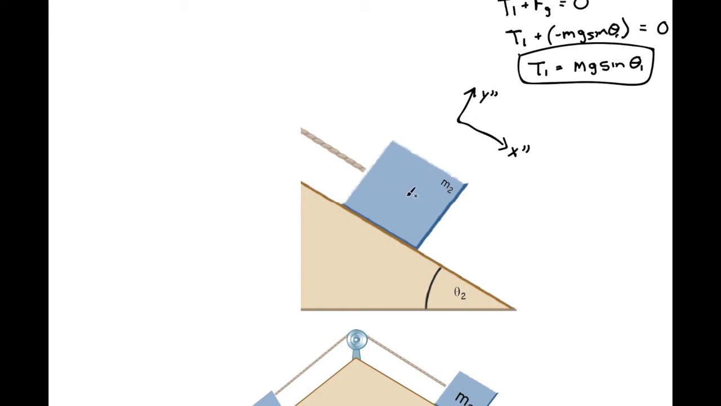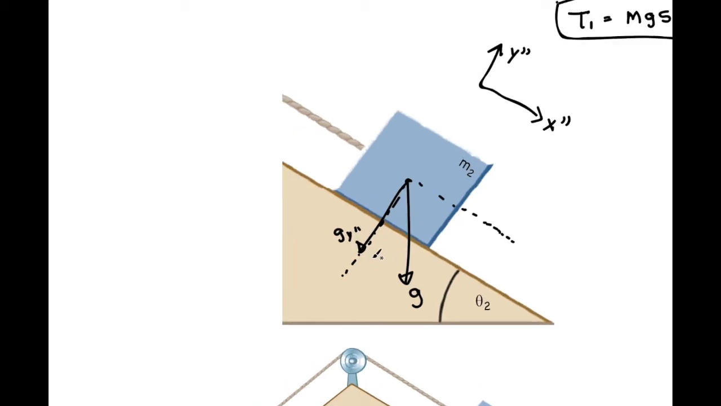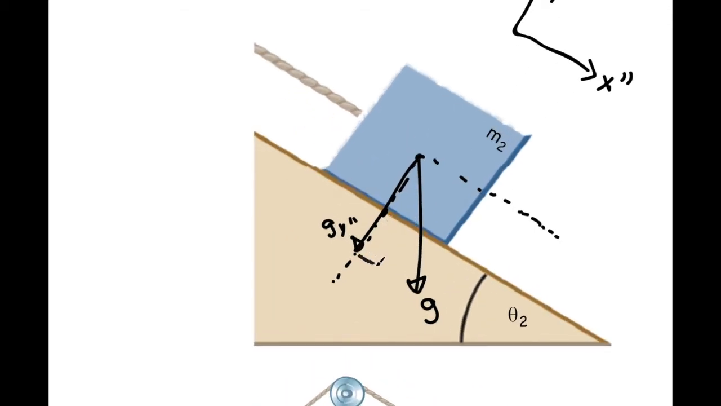for mass 2. Gravity again pulls straight down, but that's not the most useful coordinate system for us. So we're going to translate it into this x double prime and y double prime coordinate system. And this force of gravity has, again, a component along here. This will be g y double prime. And we add to it the component along the x double prime axis, and we'll label that g x double prime.